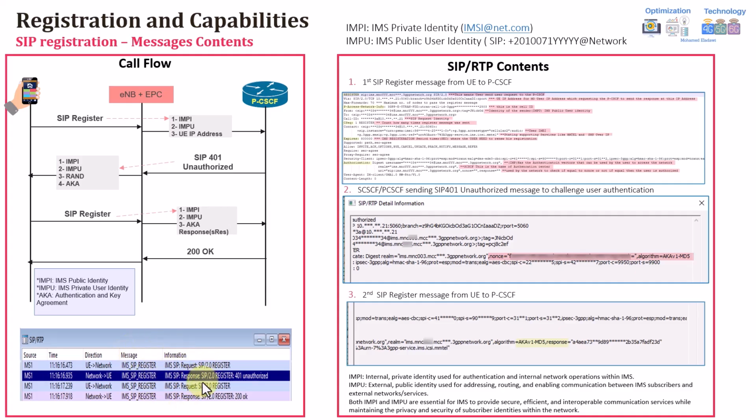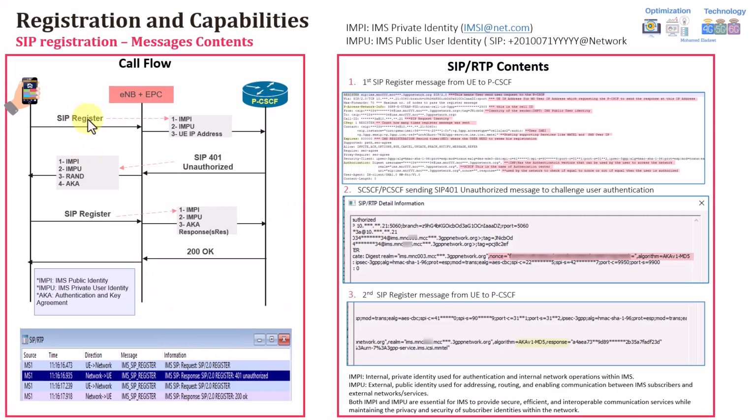So here you have four messages, as you can see. The first one is the first SIP register, which is this one. Then you will have the response, which is 401 Unauthorized, where the proxy or the serving CSCF is challenging the user. Then it will have the response from the user. Then again it ends with 200 OK, which is an acknowledgement telling the user that now you are registered to the IMS network.